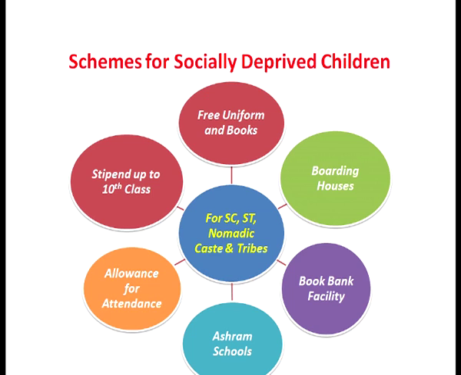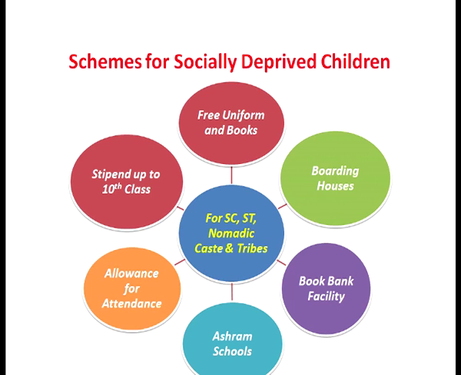These schemes included free uniforms and textbooks to the children of these communities. Then boarding houses have been established for the children of these schools. Then there was book bank facility for the children of these communities. Ashram schools, ashram shalas, have been established for the children of these communities. Then allowances for attendance. If a child is attending school regularly, then special allowances are given to those children to motivate them to come to the school and to retain them in the schools. And stipends are also given to the children of these communities up to 10th class so that they can join the mainstream in the process of development.